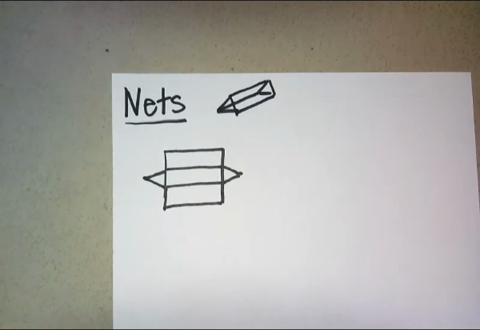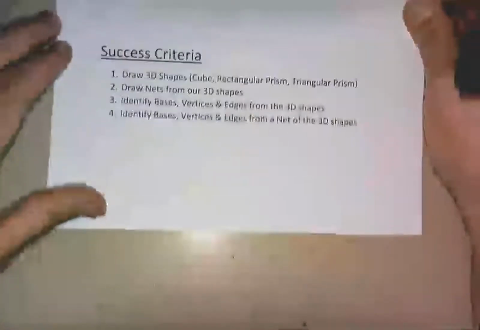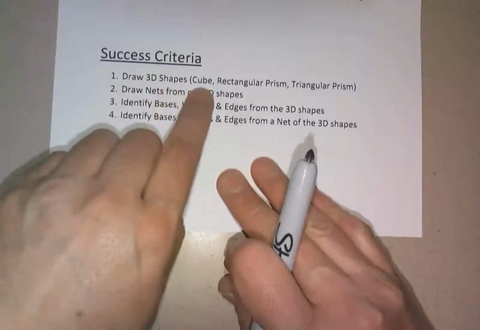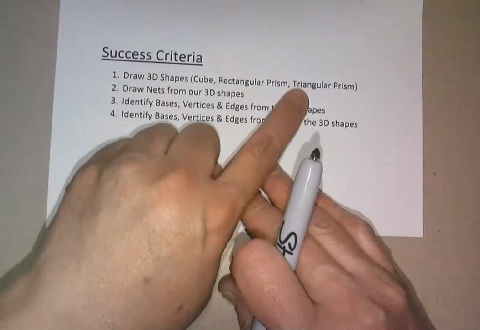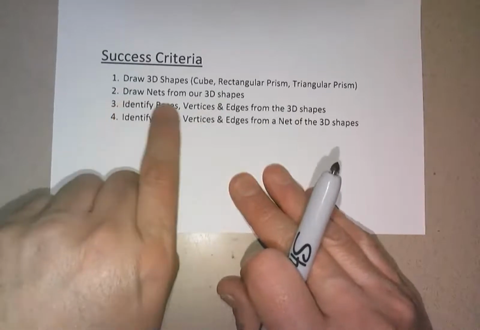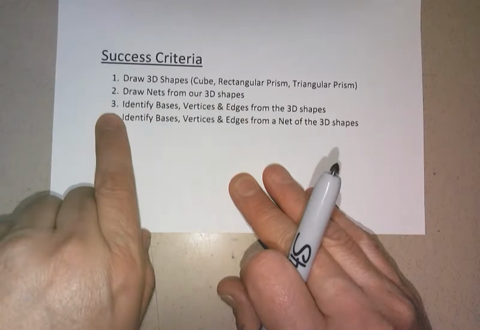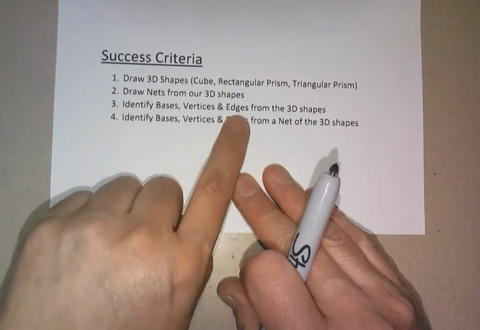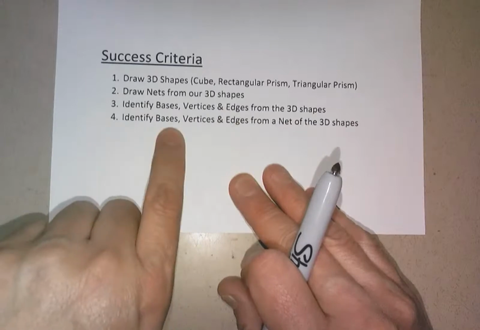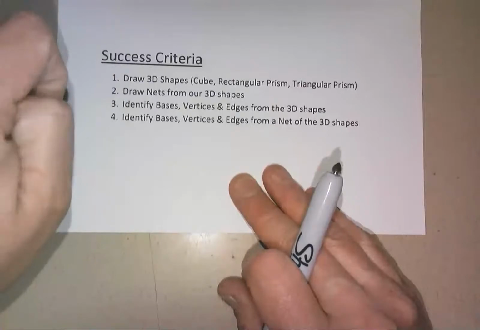So let me come back to the criteria here. Our success criteria does state that we draw 3D shapes, the cube, the rectangular prism, and the triangular prism. We did that. And the next part, draw nets from our 3D shapes, which we did. So now we're going to identify bases, vertices, and edges from the 3D shapes, and then how to identify the bases, the vertices, and the edges from a net of the 3D shapes. Okay, here we go.